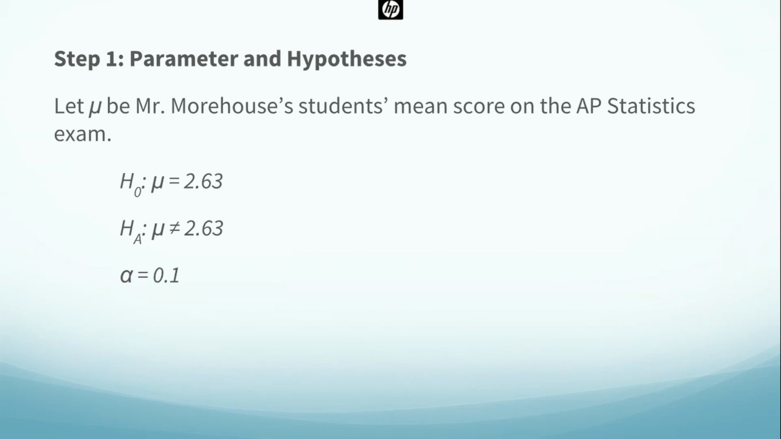Our null hypothesis is that mu is going to be equal to the state's score of 2.63. Our alternative is that mu is different than the state's mean, so mu does not equal 2.63. This indicates that we will have a two-sided test for this significance test. And we have our alpha at 0.1.